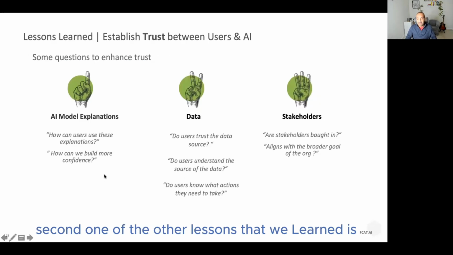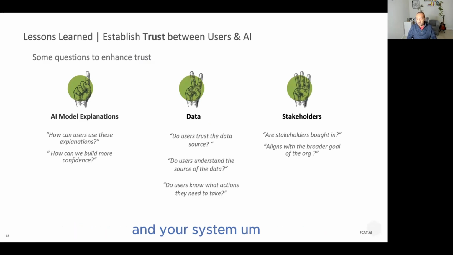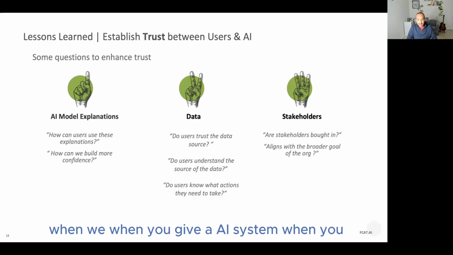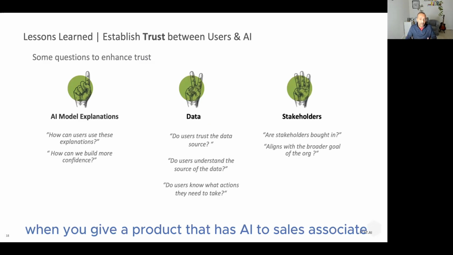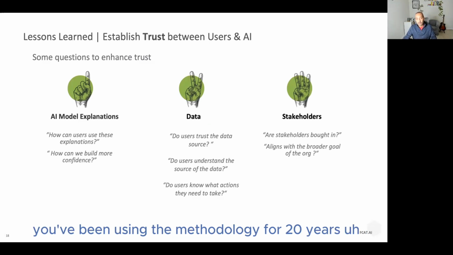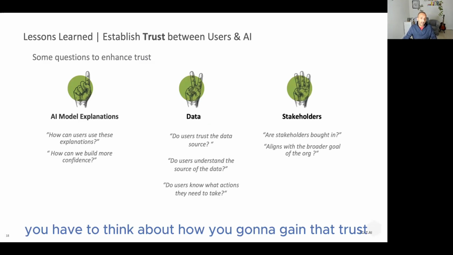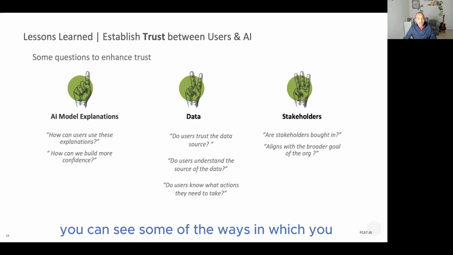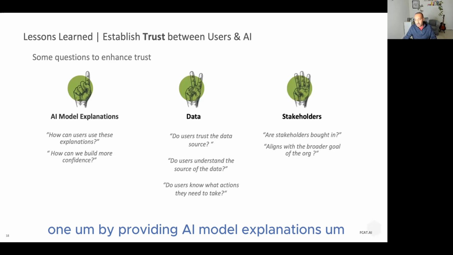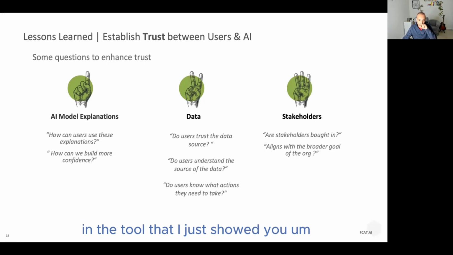Second, one of the other lessons that we learned is given on this slide. You have to think of the trust that you want to build between the users and your system. So for example, when you give a product that has AI to sales associates who've been using their methodology for 20 years, you're not going to gain trust immediately. So you have to think about how you're going to gain that trust. On this slide, you can see some of the ways in which you can gain that trust. One, by providing AI model explanations, you're able to gain that trust, like we saw in the tool that I just showed you.